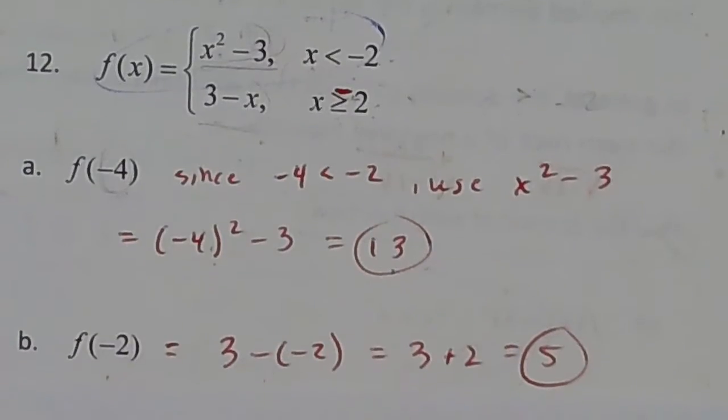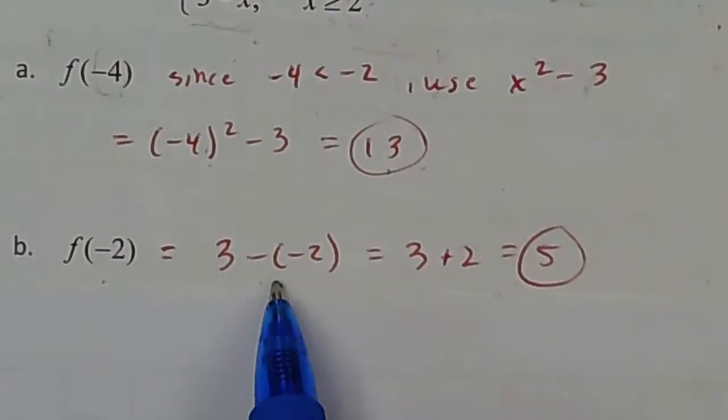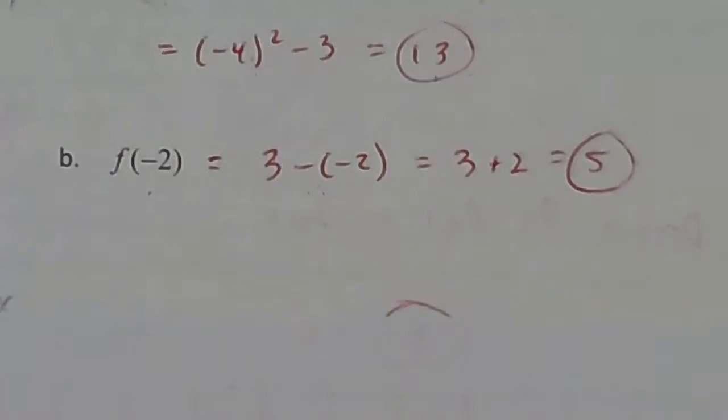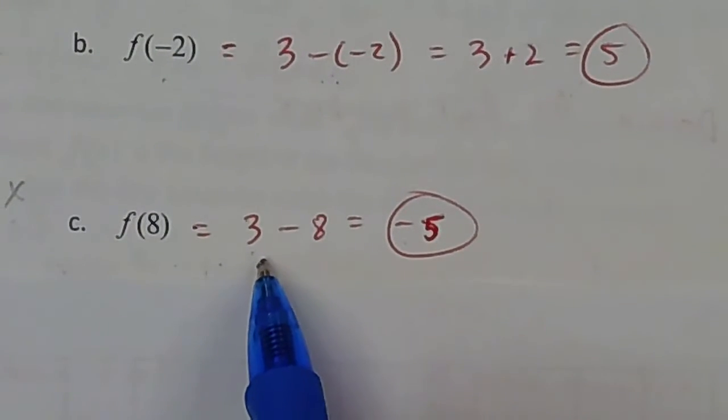All right, next one. -2 is greater than or equal to -2. So use the second line now. We get 5. And here's C. We should use the second line for this one as well. 3 minus 8.